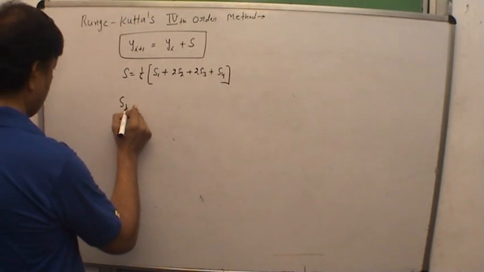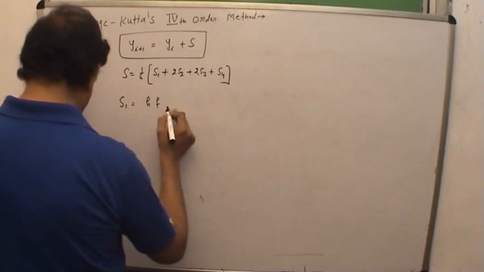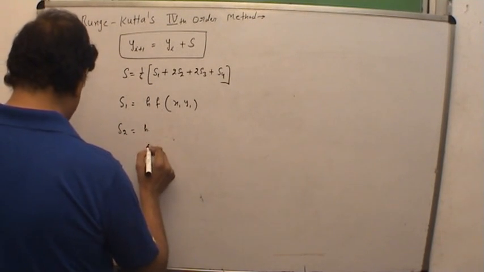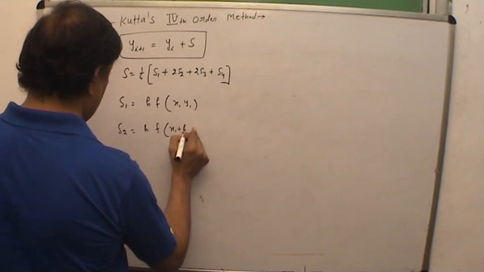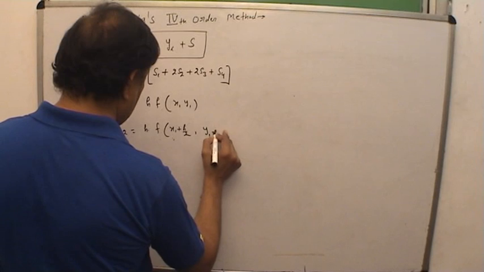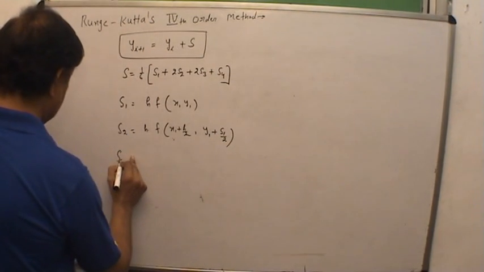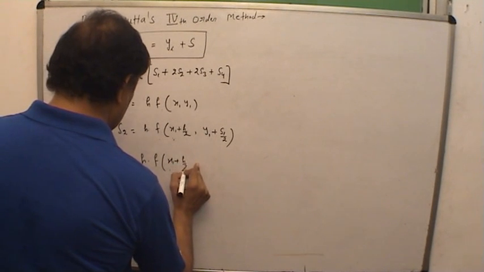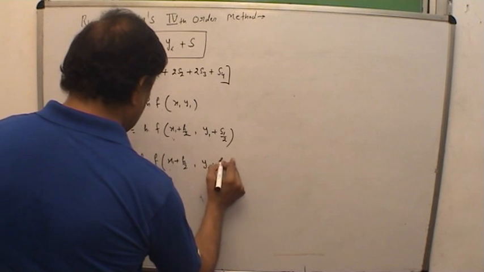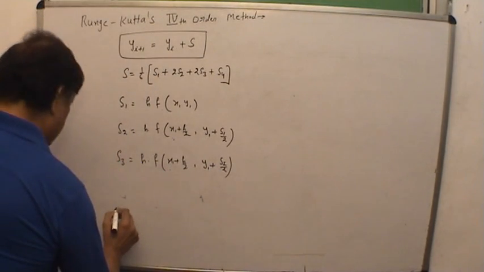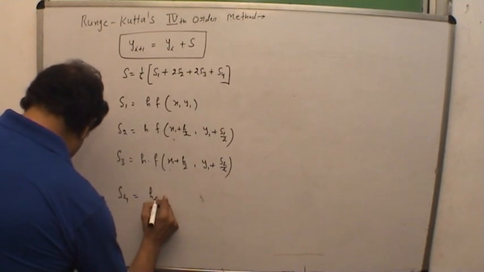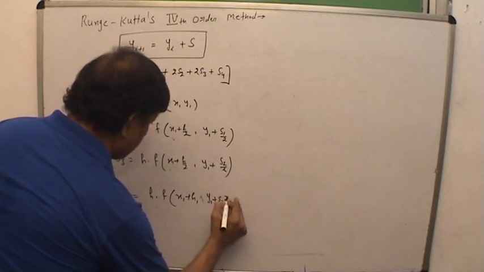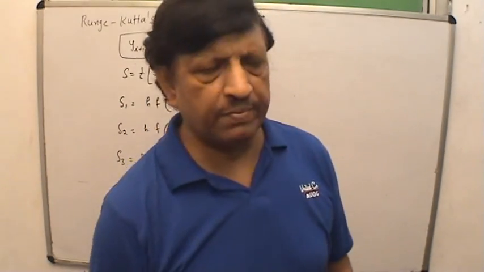Now we write s1 is equal to h times f of (x1, y1), and s2 is equal to h times f of (x1 plus h by 2, y1 plus s1 by 2), and s3 is equal to h into f of (x1 plus h by 2, y1 plus s2 divided by 2), and s4 is equal to h times f of (x1 plus h, y1 plus s3). These are the formulas associated with this method.